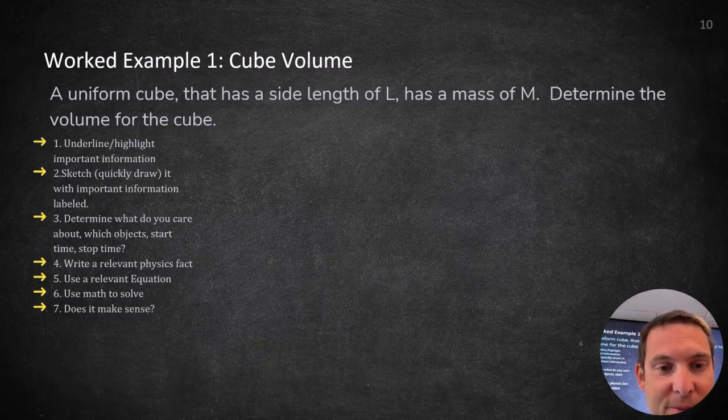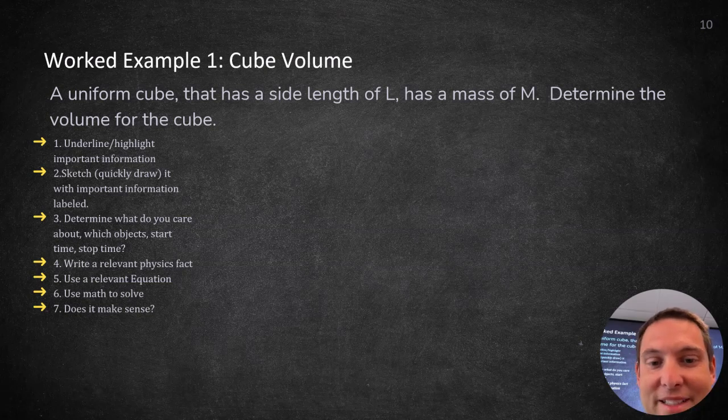For a cube volume, a uniform cube that has a side length L and a mass of m, determine the volume of the cube. So first thing we want to do is underline or highlight important information. First, this uniform tells me that it's the same all throughout it. Then we have a side length L and a mass m. Determine the volume for the cube.